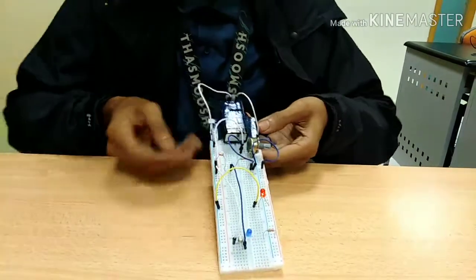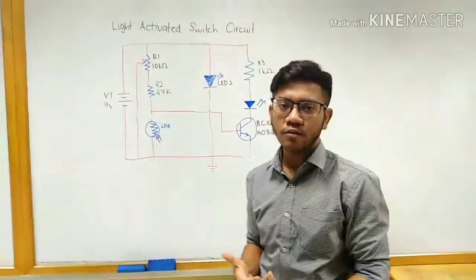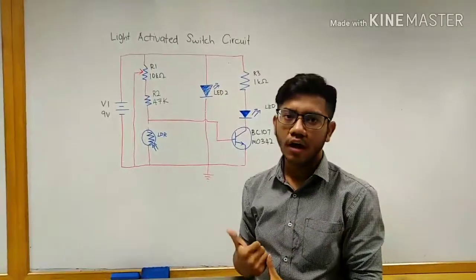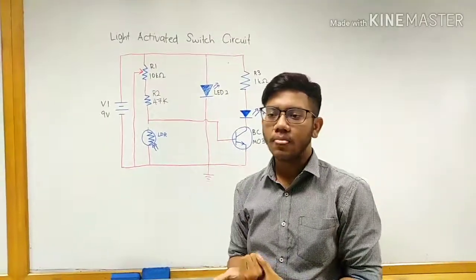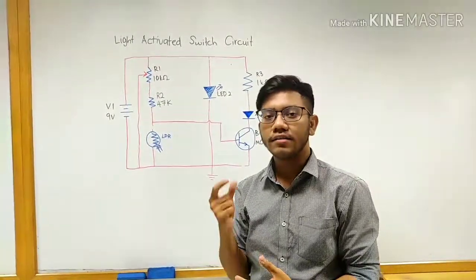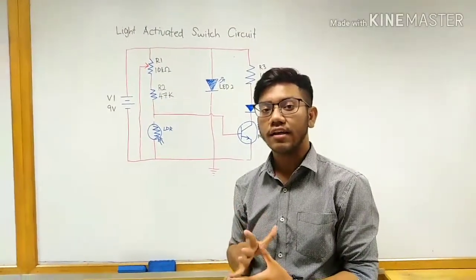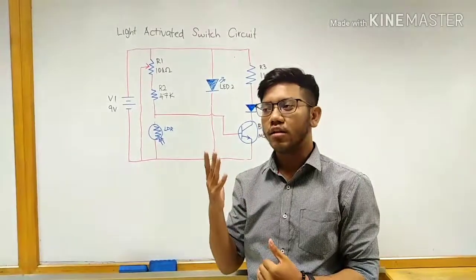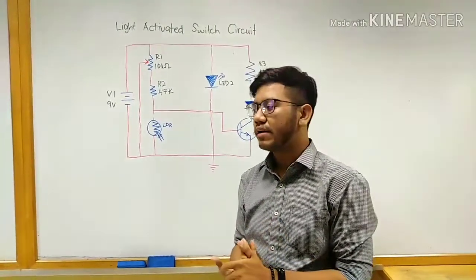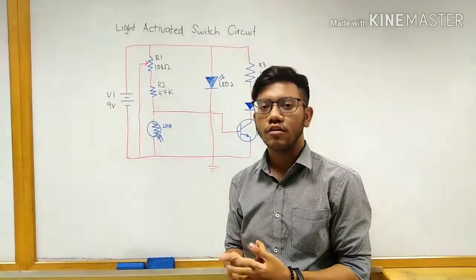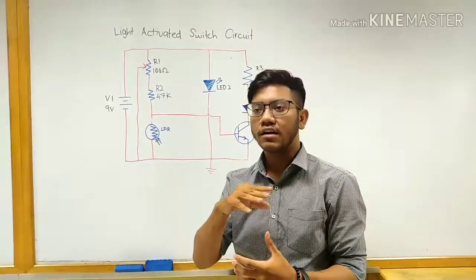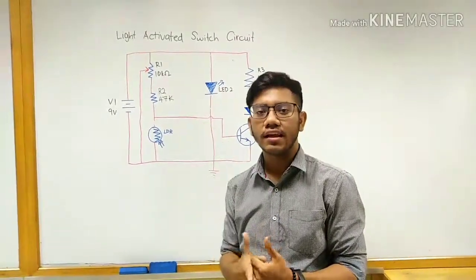For related information, I want to share what systems use a light activated switch. For example, the street light. When the LDR at the street light doesn't receive any sunlight, it will automatically turn on the light. Another example is the smart house. The light in a smart house will turn on if it doesn't receive any sunlight.